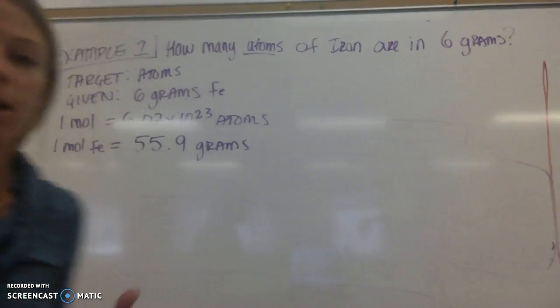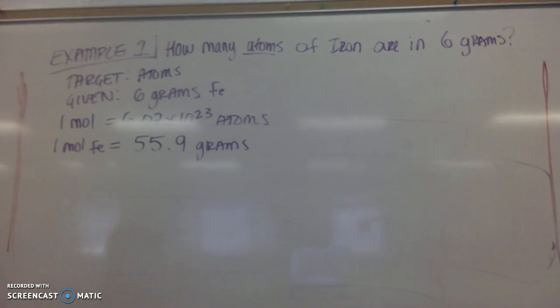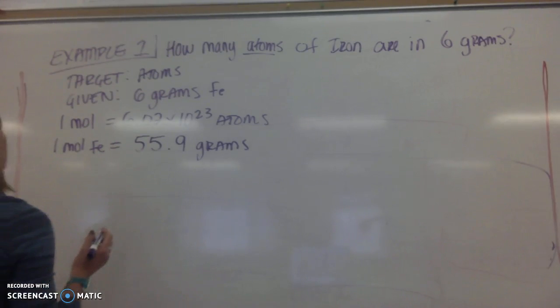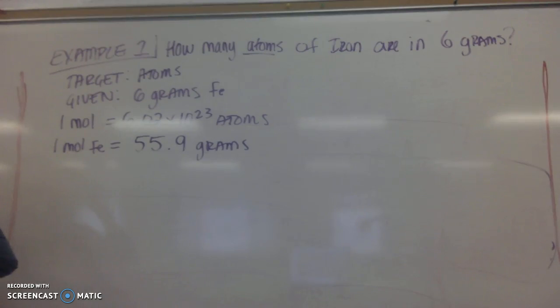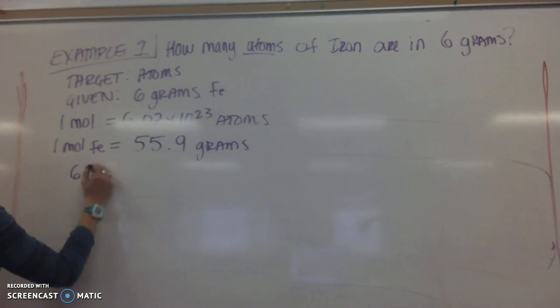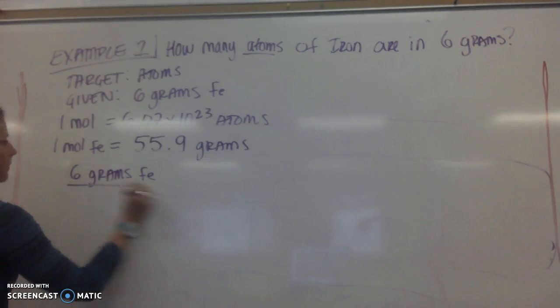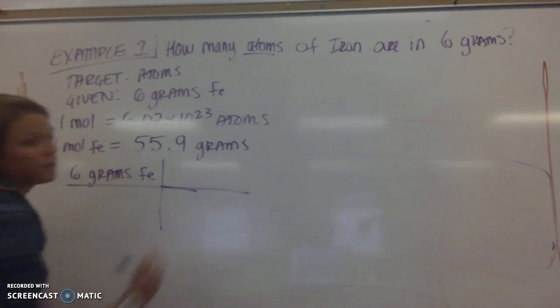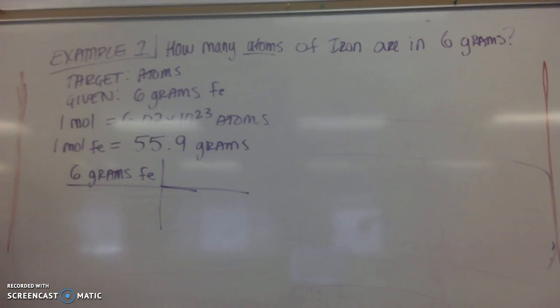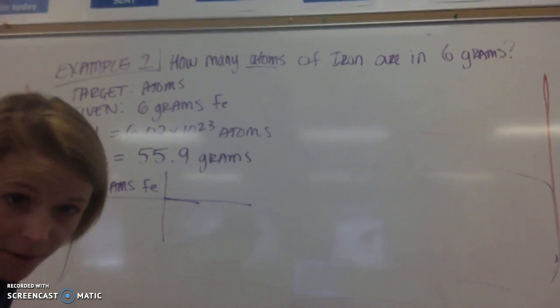Okay, step 1 and step 2, target and given. Step 3 is to set up your units so that they cancel out. Your goal in life is to cancel out your units. So we always start with our given, which is 6 grams. Goes into our first box, 6 grams of iron. We're going to set this up so that we cancel units. Wish the glare wasn't there. Okay.